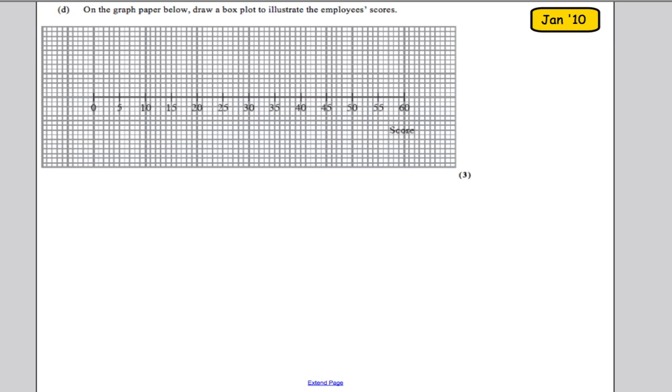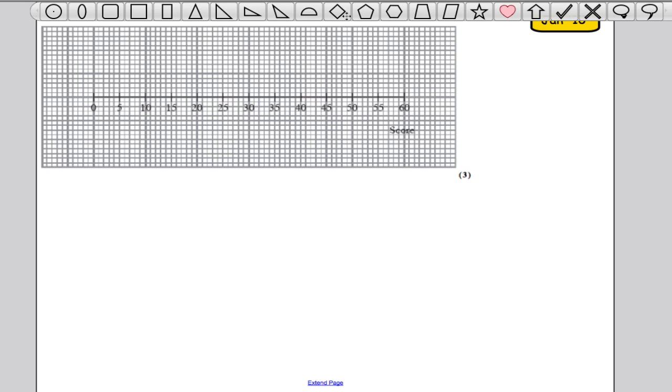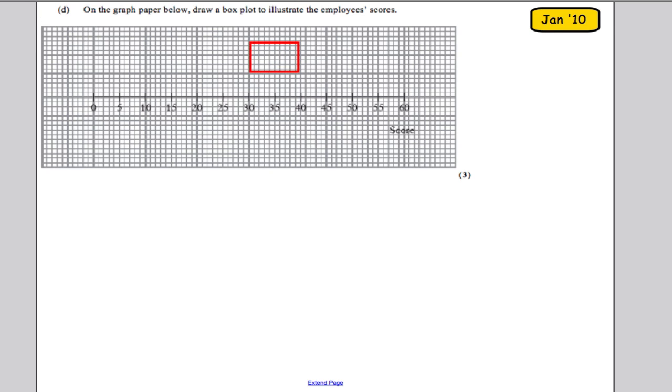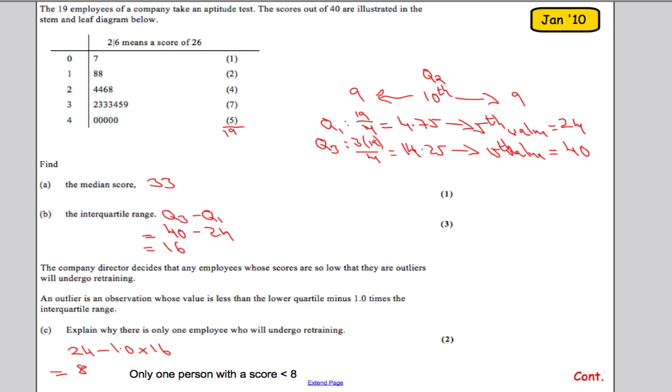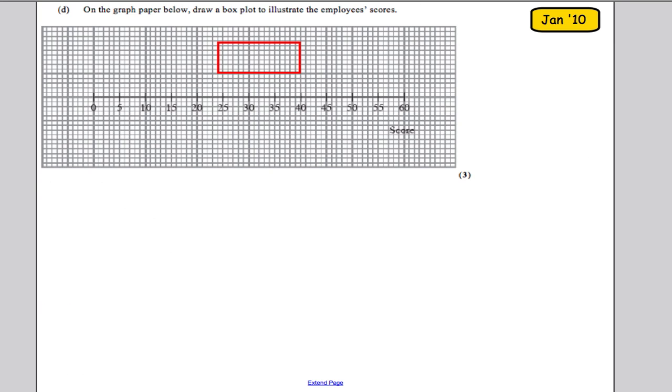Okay, next part D. On the graph paper, we're asked to draw a box plot to illustrate the employee scores. With a box plot, I tend to start by always putting in the upper quartile and lower quartile. The upper quartile was 40. The lower quartile is 24. And the median was 33. So 30, 31, 32, 33.